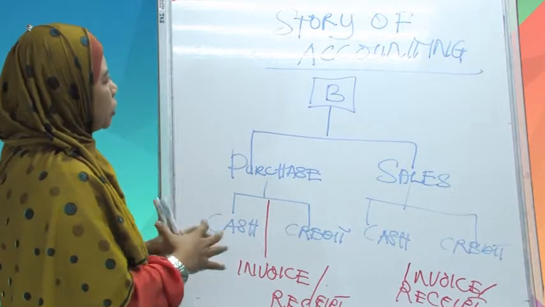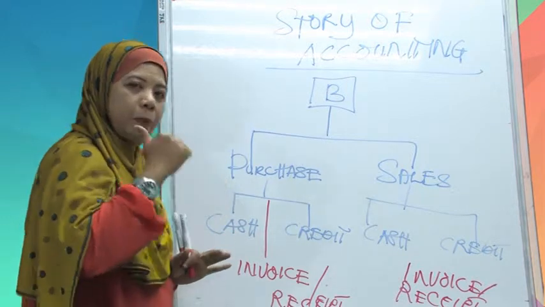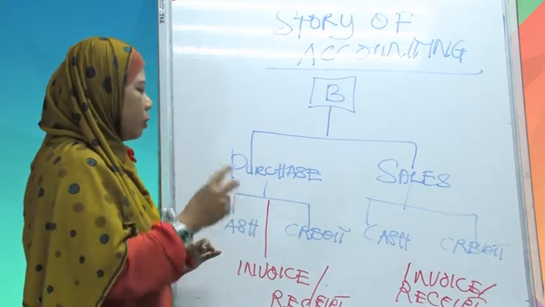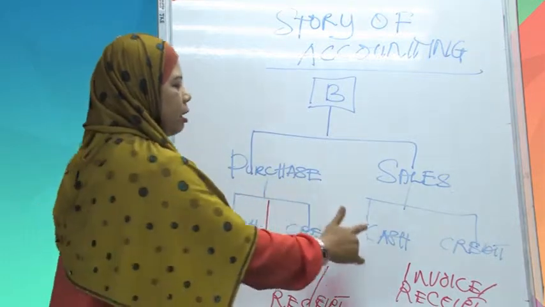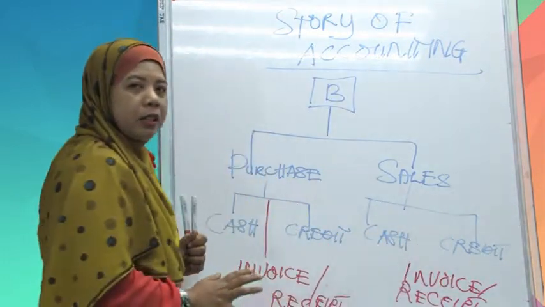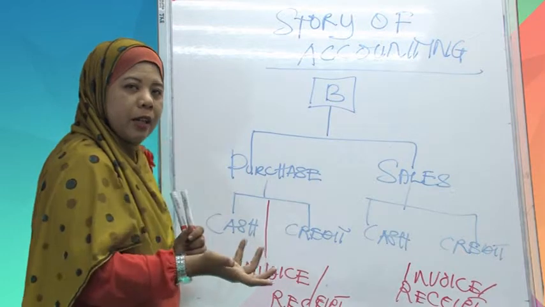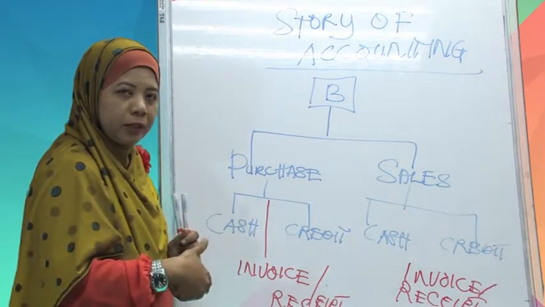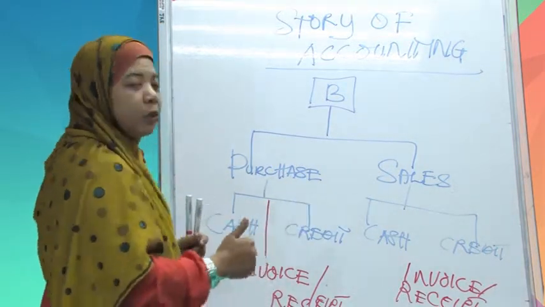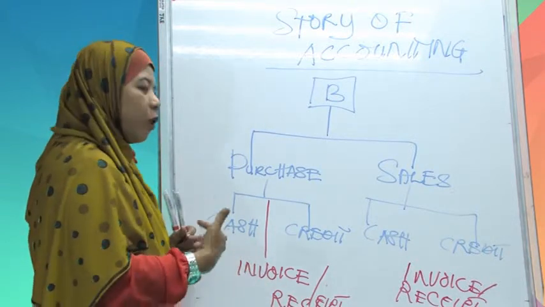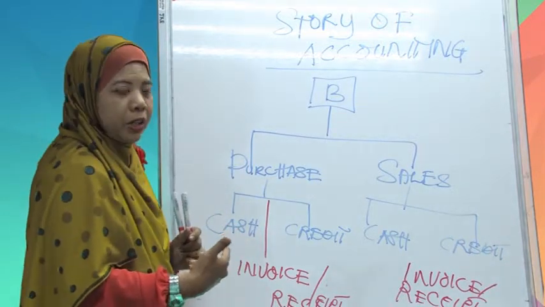So the conclusion for the story of the accounts is, we have one business. First, we have to purchase, then we sell. Two types of purchase, cash and credit. Then two types of sales, also cash and credit. The source documents involved are invoice and receipt, whether we send the invoice or we receive the invoice. For purchase, we receive the invoice. For sales, we send the invoice. Invoice means we didn't pay anything, or we didn't get the cash.